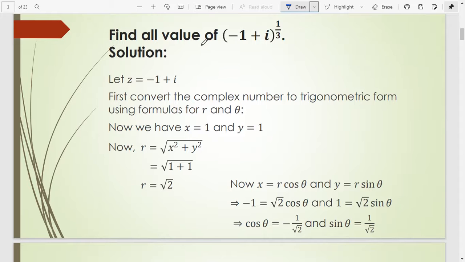Example, find the value of (minus 1 plus i) raised to 1 by 3. Solution. Here let z is equal to minus 1 plus i.